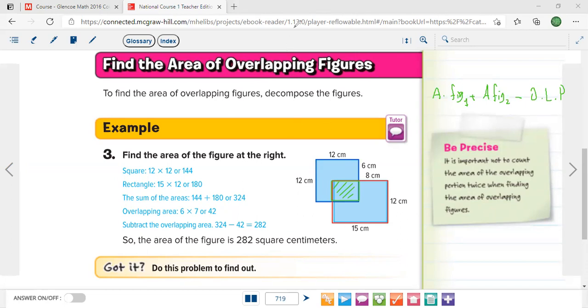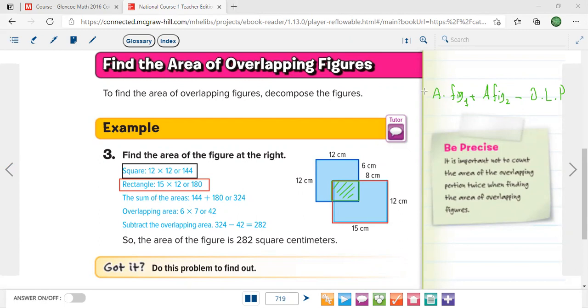This is what they did right now, as you can see. They evaluated the area of the first figure, which is a square, 12 by 12, 144. They also evaluated the area of the second figure, which is a rectangle, 15 times 12, or 180.